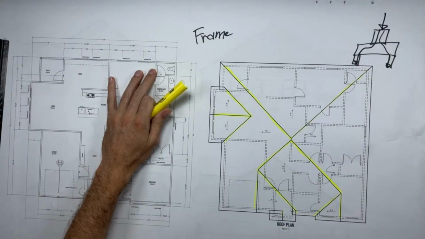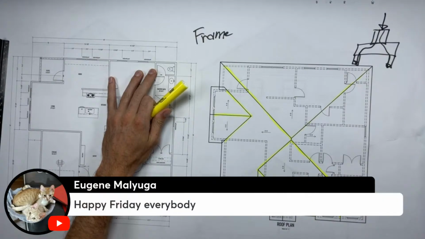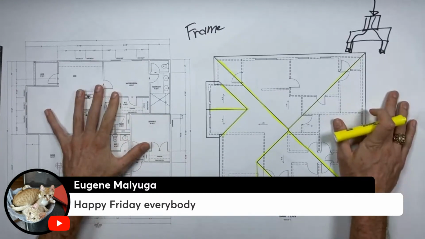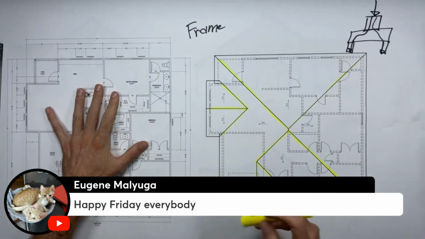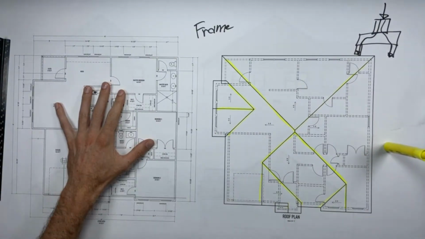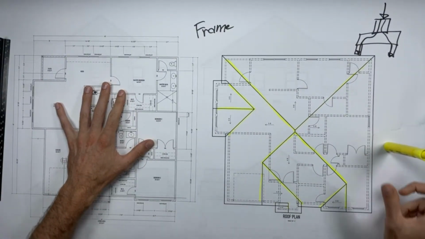I see I've got a comment here. Happy Friday, everybody, from Mr. Eugene. Thank you, Eugene. Welcome. Happy Friday, sir. I am glad you're here to learn instead of out there drinking alcohol and wasting time with normies. That's not important. What's important is getting smarter and learning how to solve problems.